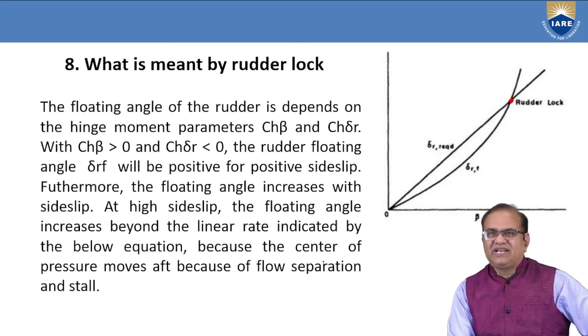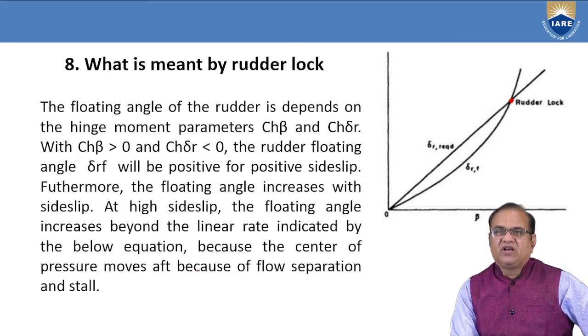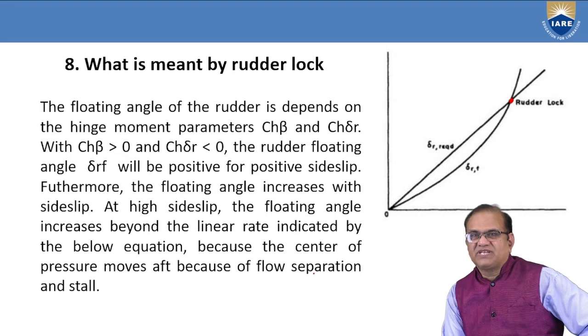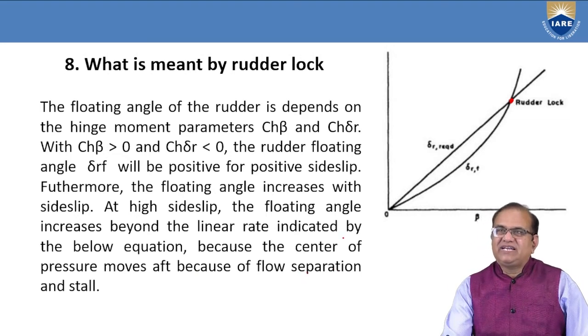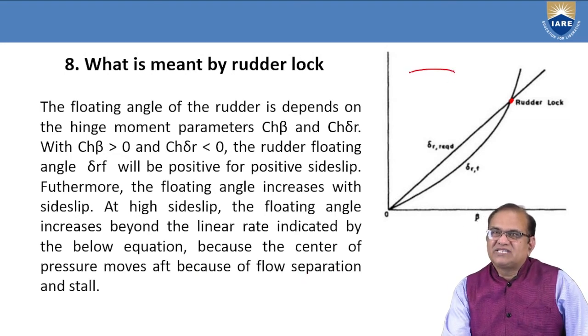Because the center of pressure moves aft because of flow separation and stall. So what happened is that if your rudder is, this is a vertical tail and this is the rudder. If it is floating, it is hinged. This is the hinge. So if the flow is coming from this direction, pressure will be generated like this and like this. It will float. It will not be like zero. It will be like this.